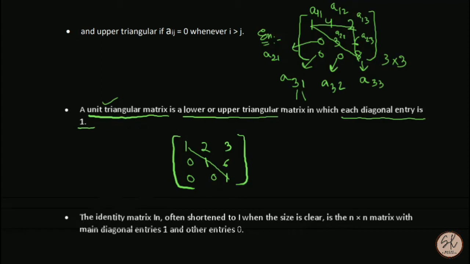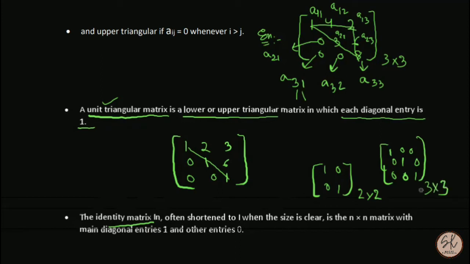Now next let us come to the identity matrix. Say this, 1 0 0 1, is a 2 cross 2 identity matrix. Again 1 0 0, 0 1 0 and 0 0 1 is a 3 cross 3 identity matrix. Here only the diagonal entries are 1 and all the rest of the entries are 0. So this type of matrix is called an identity matrix.